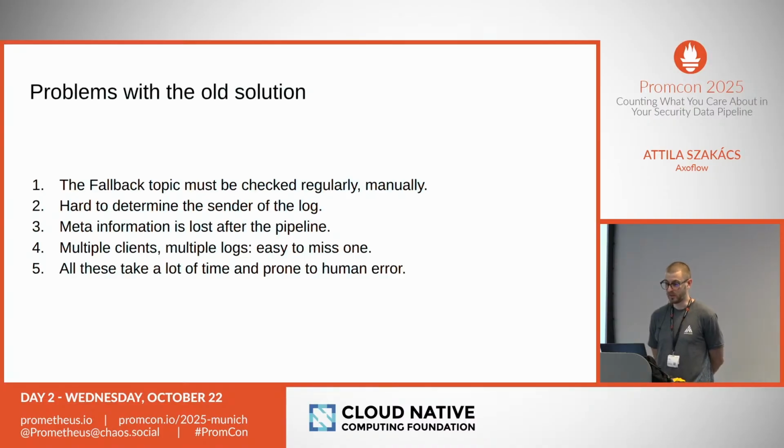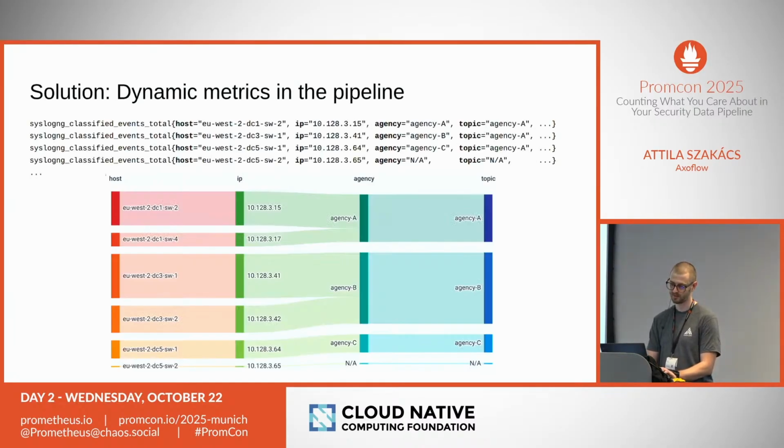It's tedious. You need to manually check the fallback topic. You need to untangle the host info by yourself without the help of the connection meta info you could have had in the pipeline. And you have to worry about not missing a log. So maybe you have tens of thousands or hundreds of thousands of logs in the fallback topic, and you don't even recognize that you have missed one from a not so chatty client. And you need to do this all day, every day, until no logs end up in the fallback topic.